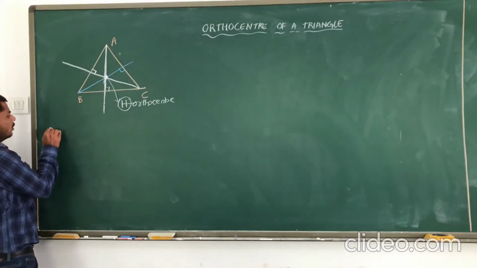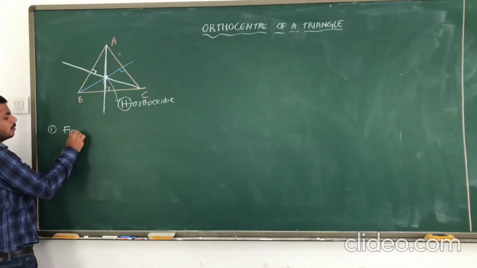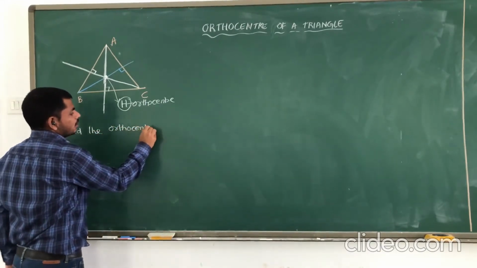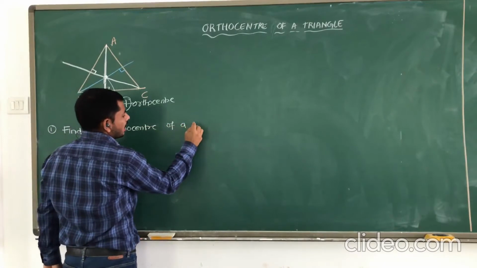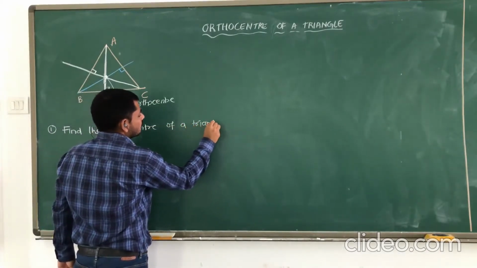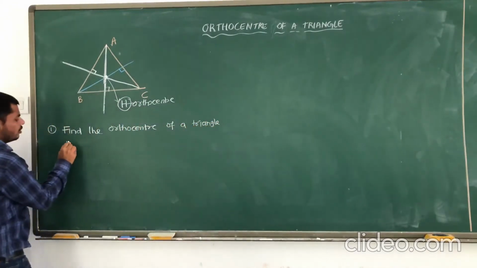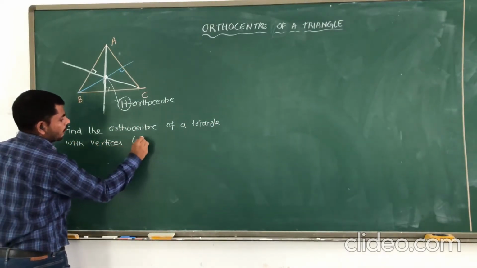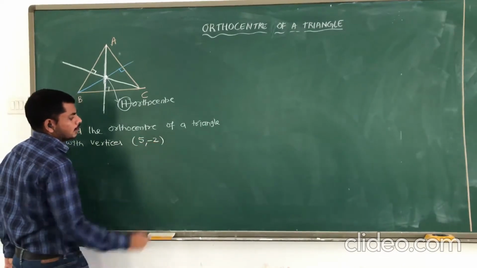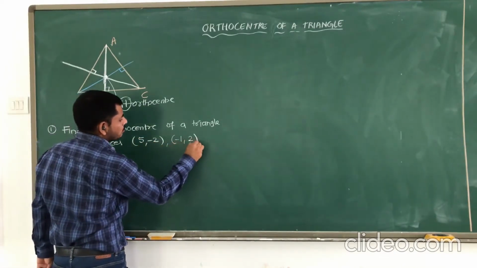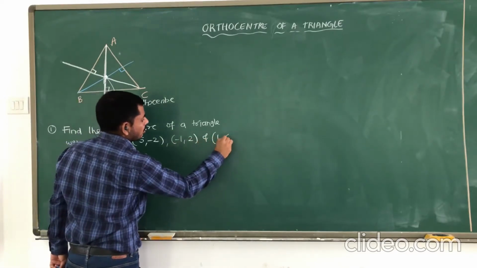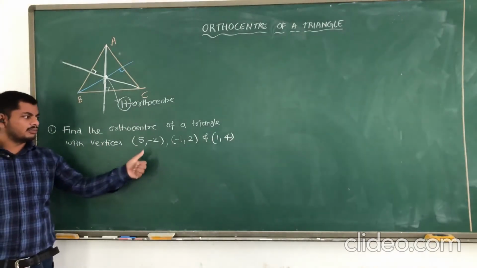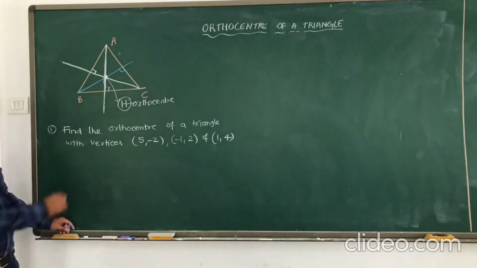Let's see one example. Find the orthocenter of a triangle with vertices (5, -2), (-1, 2), and (1, 4).